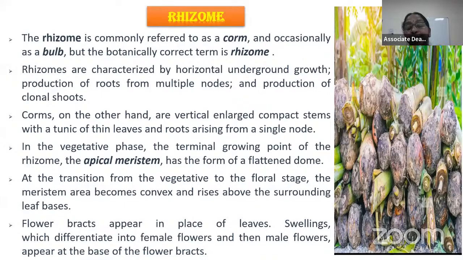In the vegetative phase, the terminal growing point of the rhizome, known as the apical meristem, has the form of a flattened dome. At the transition from the vegetative to the floral stage, the meristem area from the flattened dome assumes a convex shape and rises above the surrounding leaf bases. Flower bracts appear in place of leaves. Swellings differentiate into female flowers, and the female flowers appear on the peduncle portion.